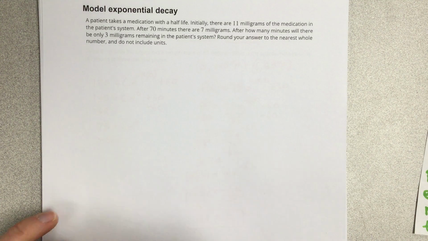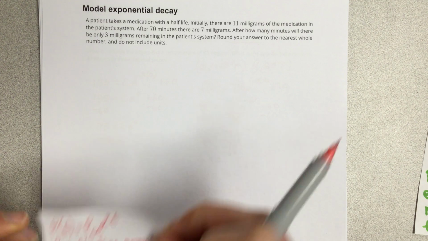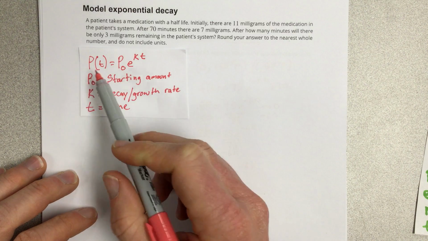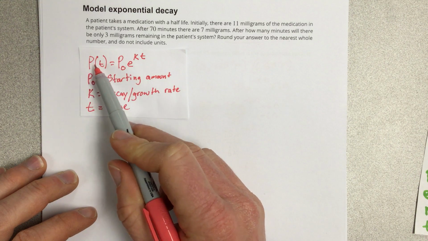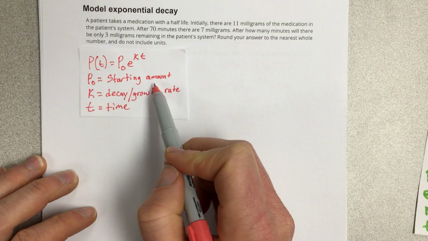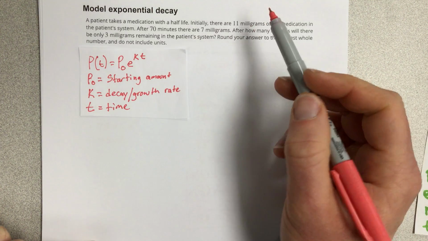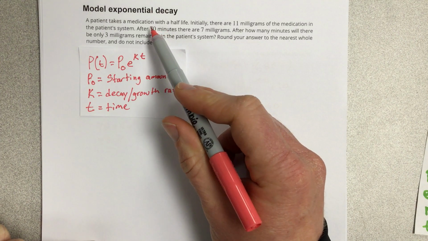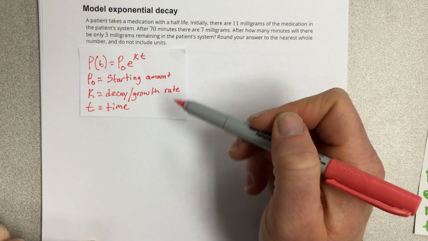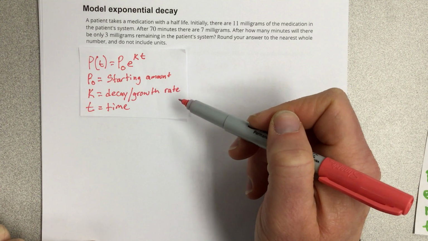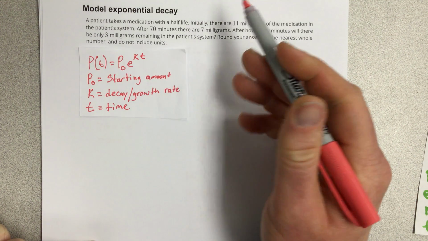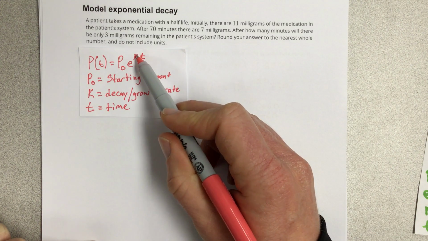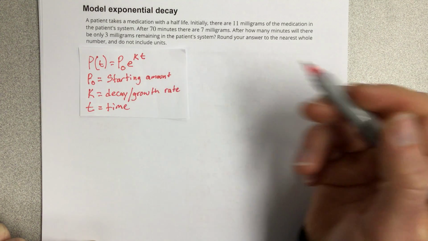Do not include units. So we're going to use this exponential decay model where P of t is our ending amount, P of 0 is our starting amount. It says compounded continuously, or you can at least assume that because the medication is going to be wearing off every second of every day. So it's going to be lowered each second of every day. K is going to be the rate and t is the time.